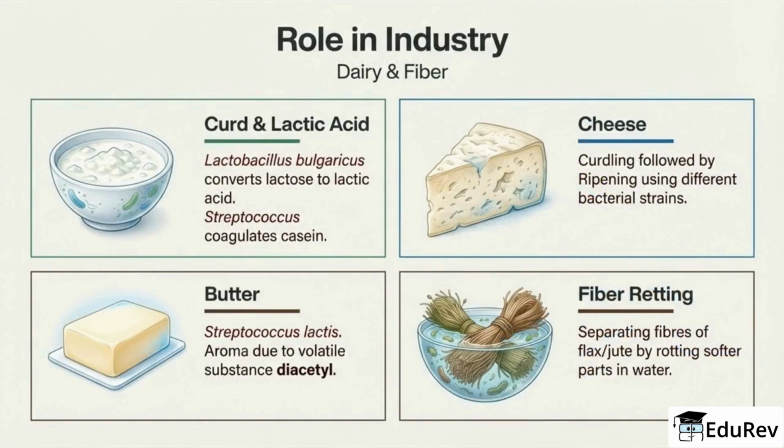In industry, bacteria contribute to food and fiber processing. In dairy, lactobacillus species convert lactose to lactic acid, and certain streptococci help coagulate casein to form curd. Ripening bacteria then develop flavors in cheese. Butter and other fermented dairy products also rely on bacterial metabolism to create characteristic aromas. In textile processing, bacterial retting softens plant tissues to separate fibers like flax and jute.